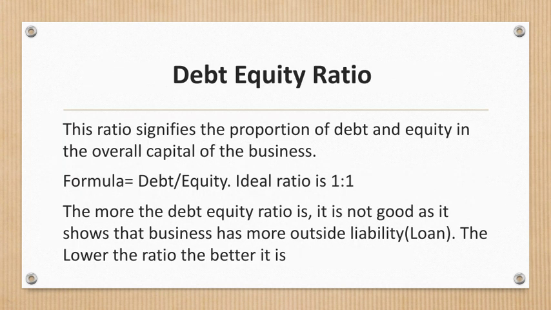Then we have the debt equity ratio. It means the proportion of debt in the total capital of an organization. The ideal debt equity ratio is 1 is to 1. If a company has more debt, it has more legal obligations to pay interest on it. So a higher debt equity ratio is not good for any investment plan. An organization must have the ideal ratio of 1 is to 1 or lower, which is better. A higher ratio shows the business has more outside liabilities and loans. The lower the ratio, the better it is.